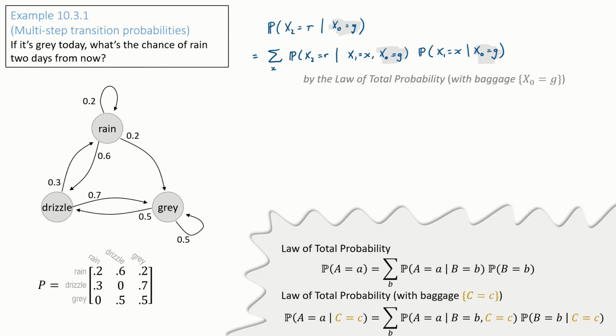We can condition on b just like before, and all we have to do is carry this baggage, the condition big C equals little c. We have to carry it around with us in each of the terms. That's what I used up above. I used the law of total probability, and I carried the baggage x0 equals g around in each of the expressions.